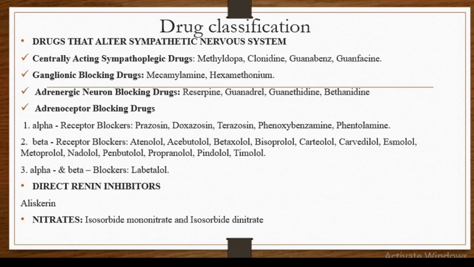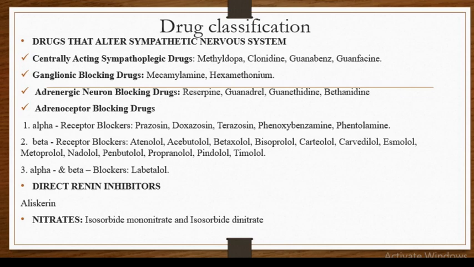Now, methyldopa is very effective in pregnancy, a very good drug used in pregnancy to control blood pressure. And clonidine, we usually use it as a third or fourth line medication in the management of hypertension when all other antihypertensives have failed. Clonidine crosses the blood-brain barrier and also acts in the hypothalamus to induce a decrease in the blood pressure.